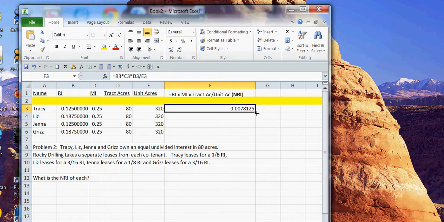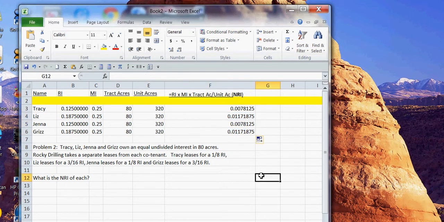And then again, we can just literally drag this down and get each answer for each of the heirs. So you'll note that Tracy and Jenna both have a 0.125 royalty interest, and this is their net revenue interest, 0.078125. Jenna has a 1/8, and Tracy has a 1/8, so you'll notice that their interest is the same as well. So that's how you would plug that information into Excel. So now let's look at the next problem, and I think we're going to do this one in Excel as well.